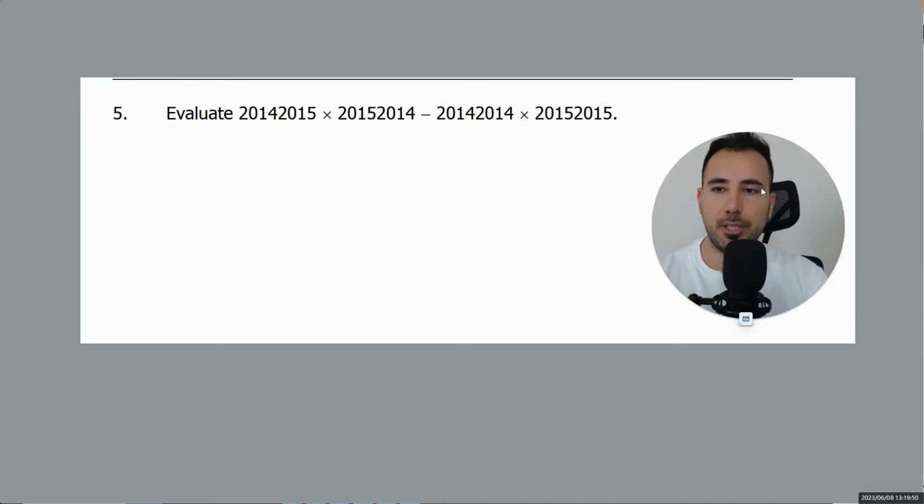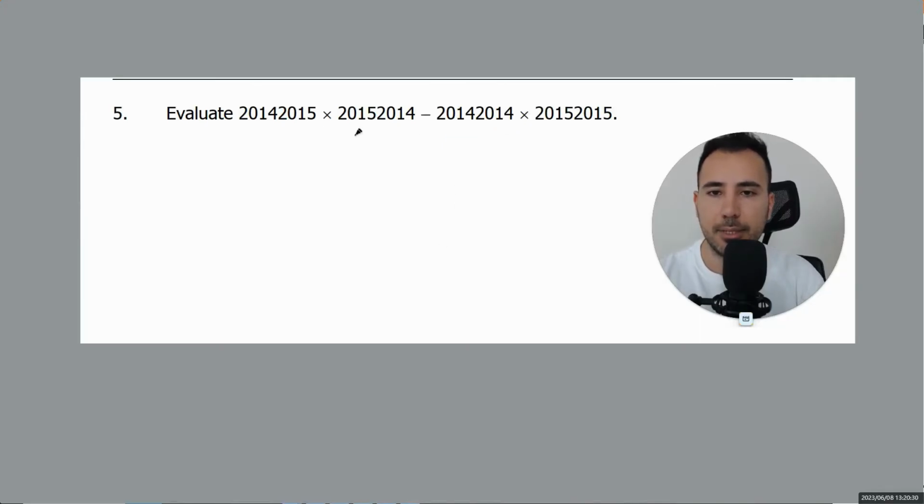Let's do question 5. Evaluate this expression, right? The numbers are very confusing. 2014, 15, and then blah, blah, blah. Now, if you just want to write them there, and I hope you know that you need to factorize them and then cancel stuff. But each time you write one of these, they're 8 digits. It takes a lot of time. And on top of that, you might make a mistake and then get the wrong answer. So what to do?